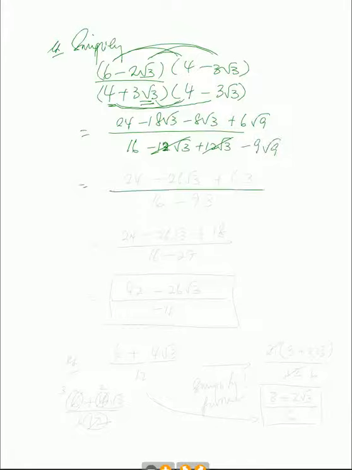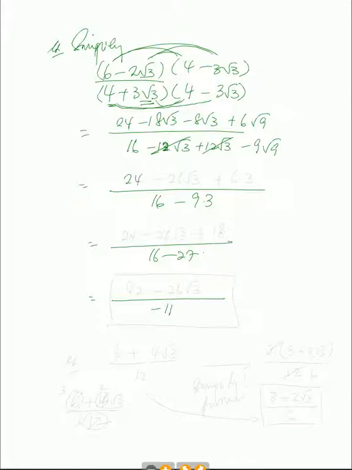Okay, so let's clean things up. At the bottom, let's focus at the bottom. 16 minus 9 times 3. So at the bottom is 16 minus 27, which is negative 11. Okay, so let's deal with the top.